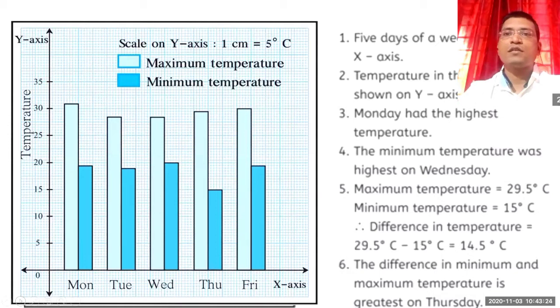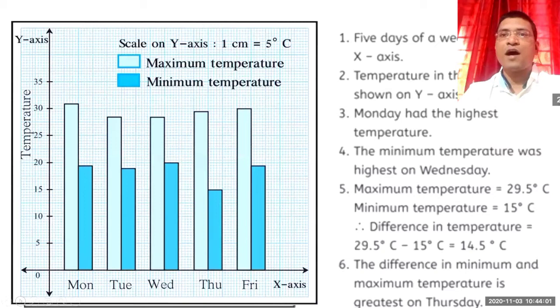First question, the answer we have already shown. 5 days of the week are shown on x-axis. Second, temperature in the city of Pune is shown on y-axis. You already answered me. Third answer, Monday had the highest temperature. Yes, Monday, you already gave the answer. Fourth answer, the minimum temperature was highest on Wednesday. Yes, minimum temperature highest on Wednesday.